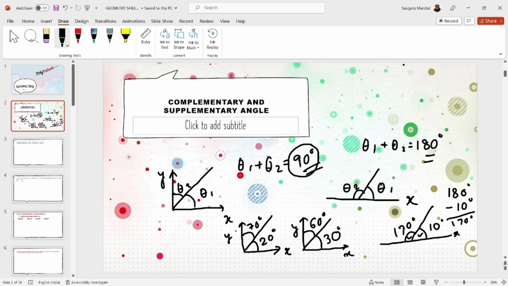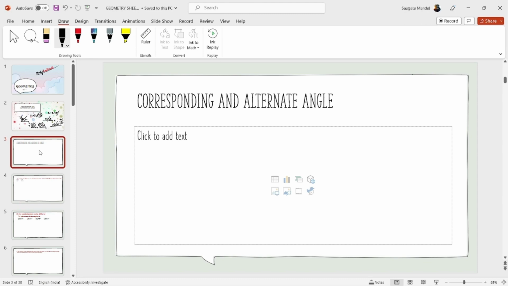Next concept. Please move on to the next concept. That is corresponding angles and alternate angles. Let's go to the next slide. What are corresponding angles and what are alternate angles?